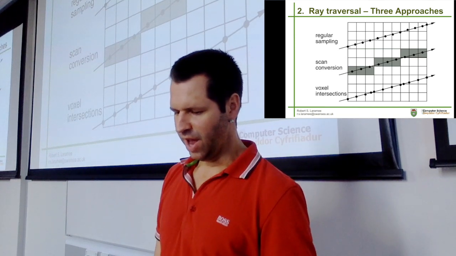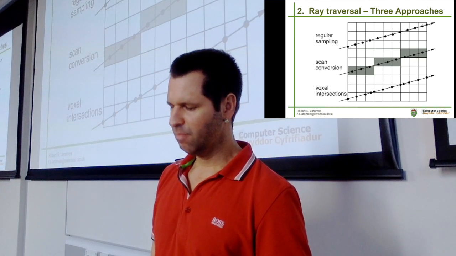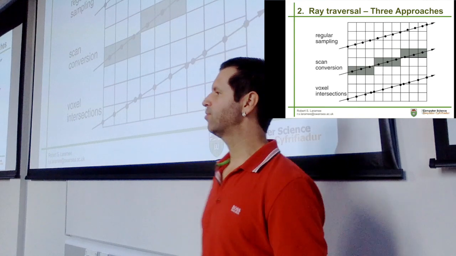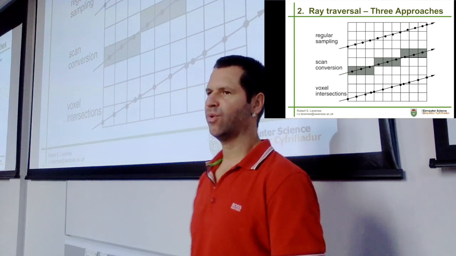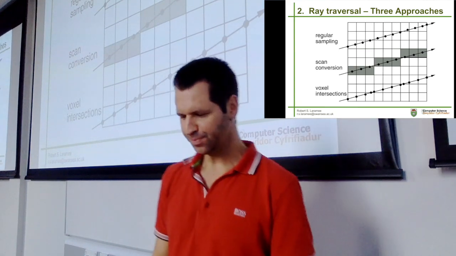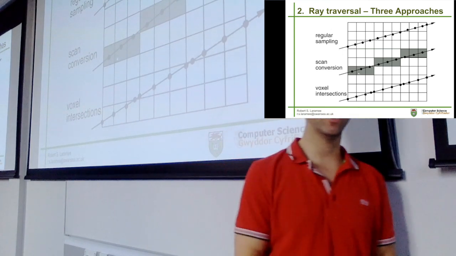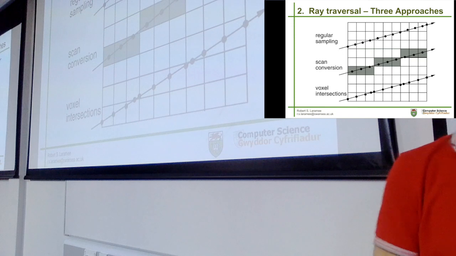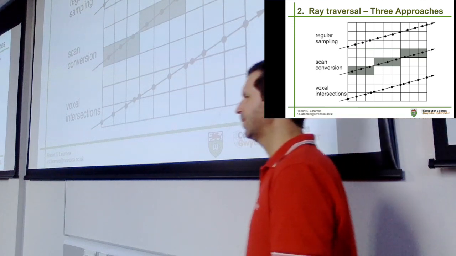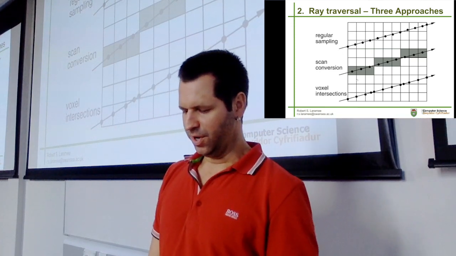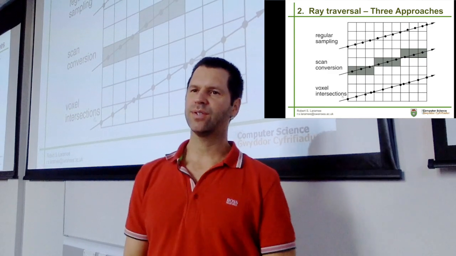So this is an accurate sampling technique, but it's very costly in terms of the number of interpolations it requires. This is a very fast technique because it does not require interpolation, but the accuracy drops. And the third one is a kind of compromise.